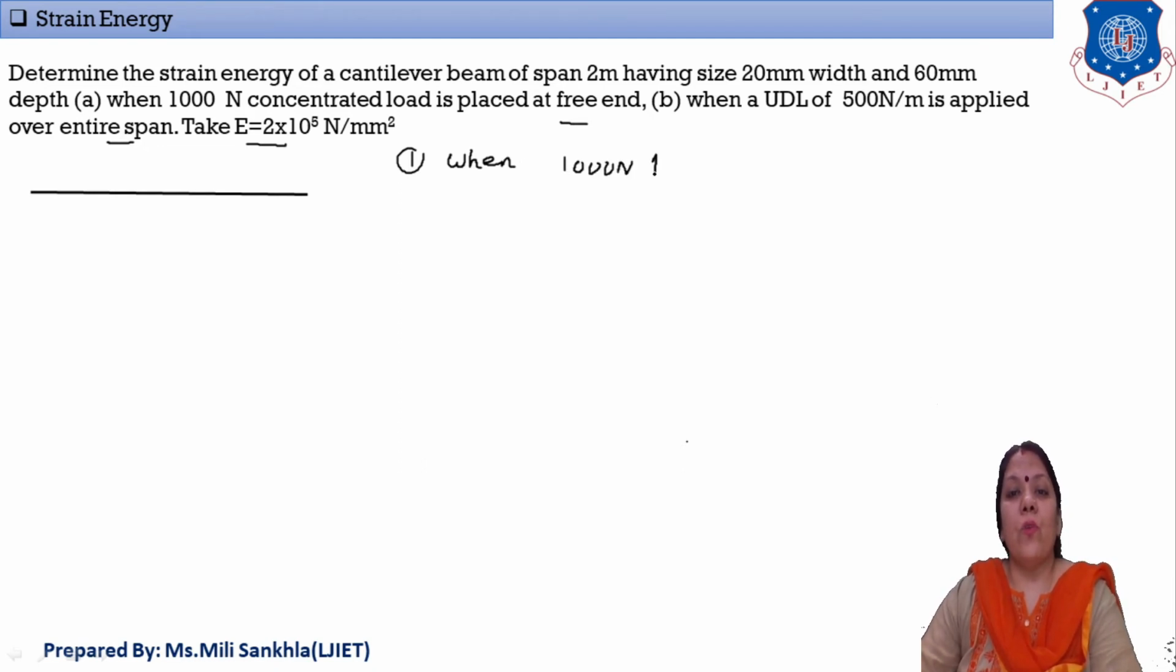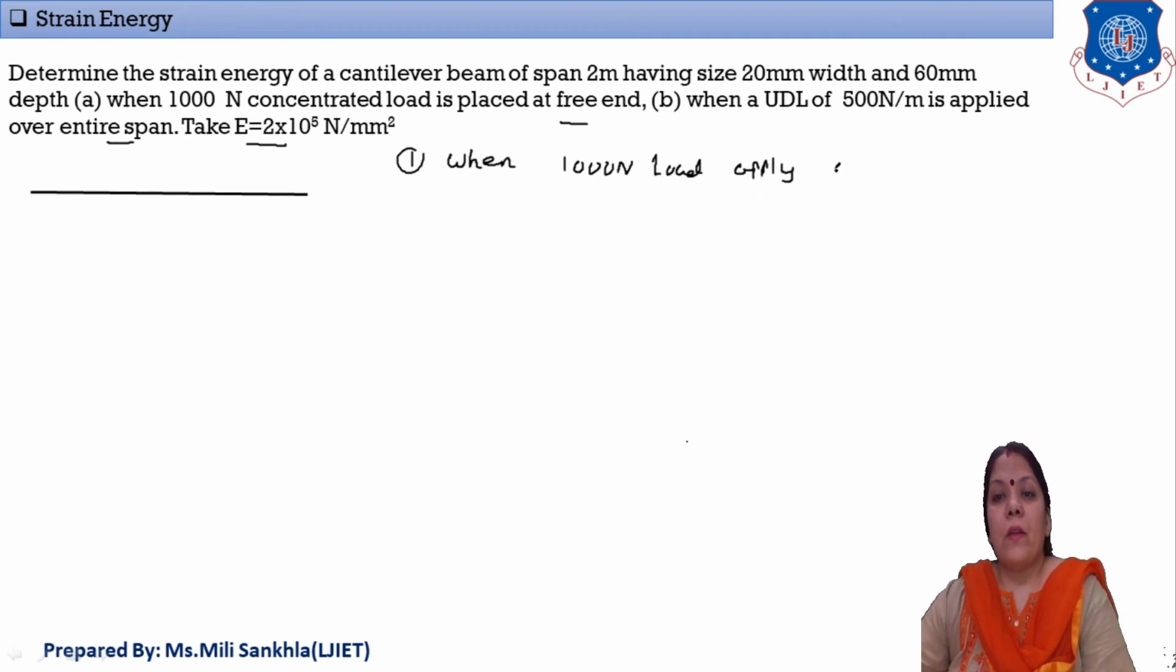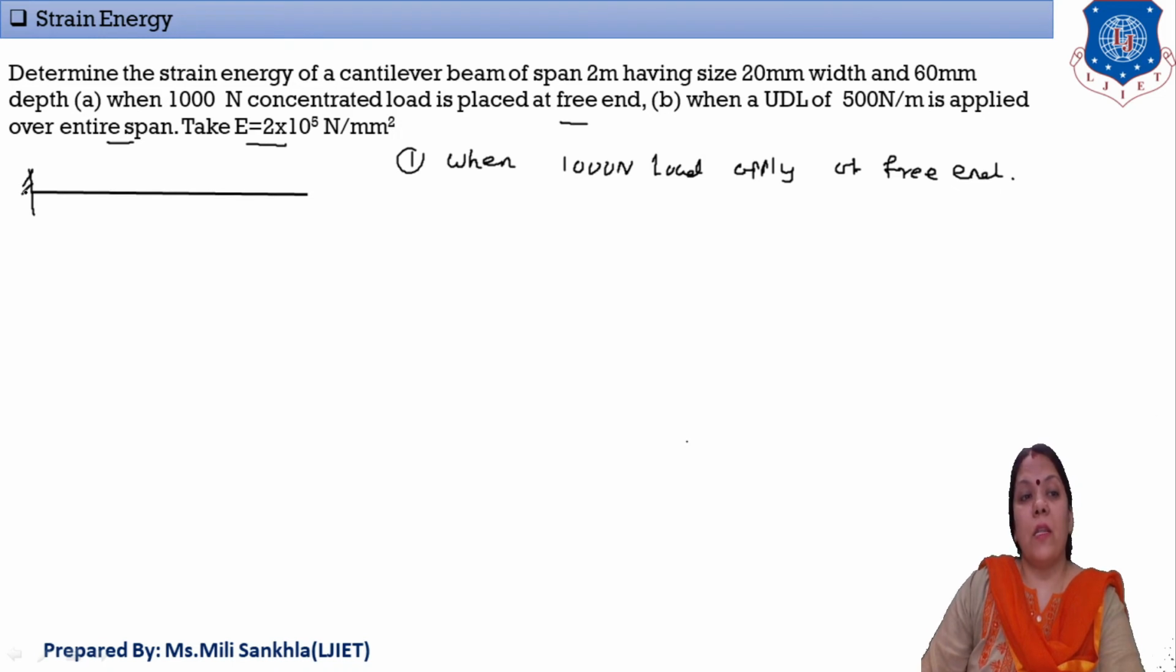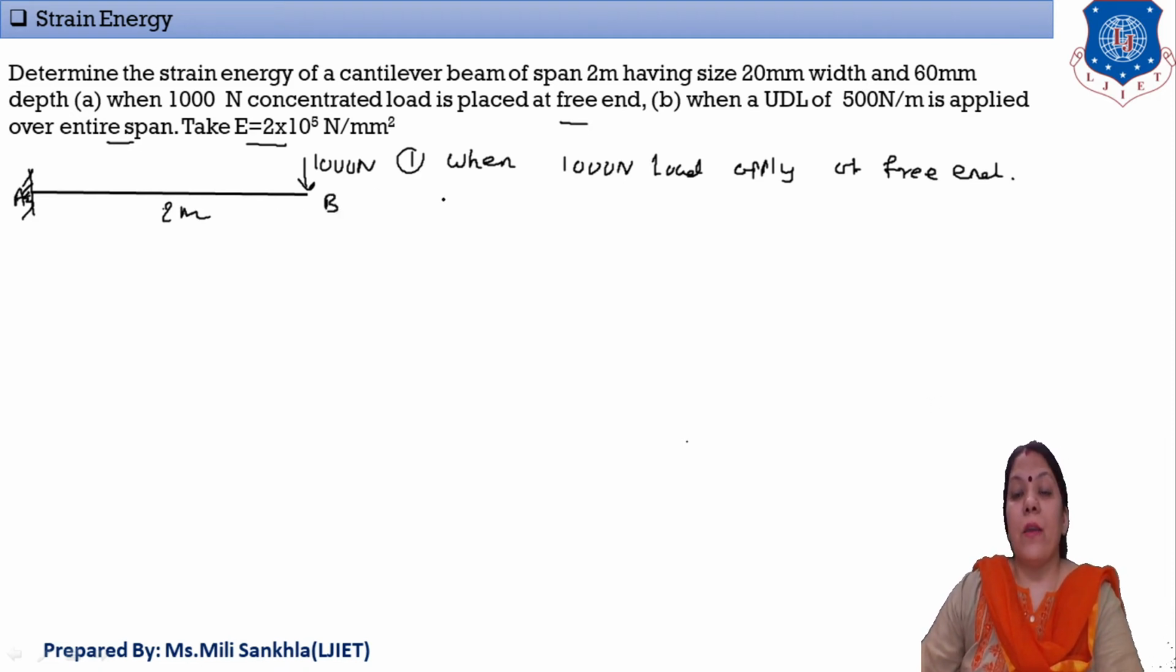Here, first case, write down, when 1000 Newton load is applied at the free end. That means this is our first case in the cantilever beam, and a 1000 Newton load is applied at the free end. And the distance is given as 2 meters. So right here 2 meter, A point and B point, and here the section is given, B is given 20 mm, and second D is given 60 mm.